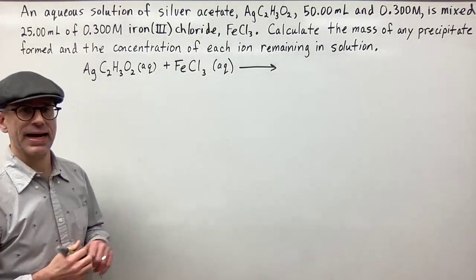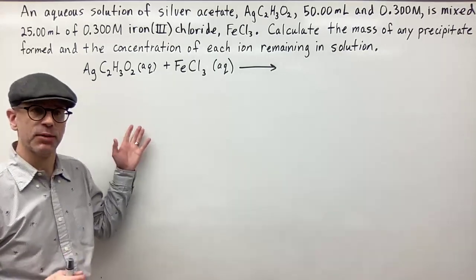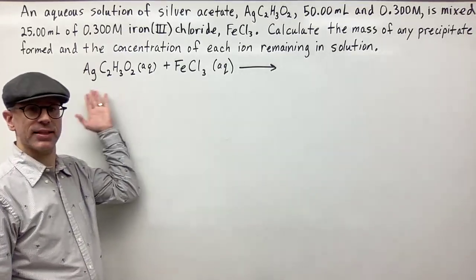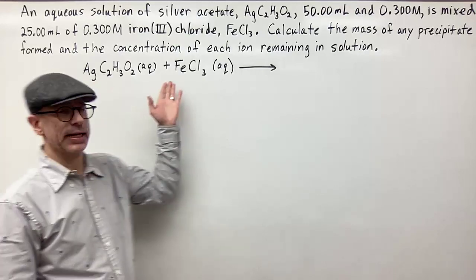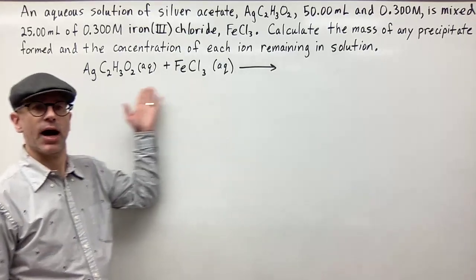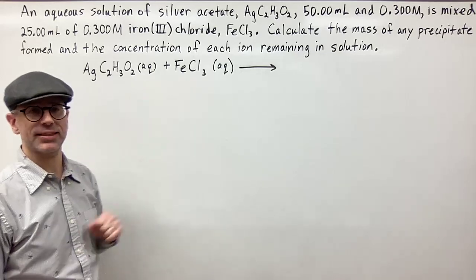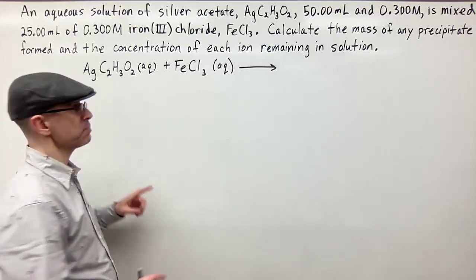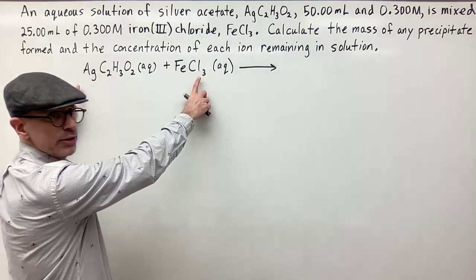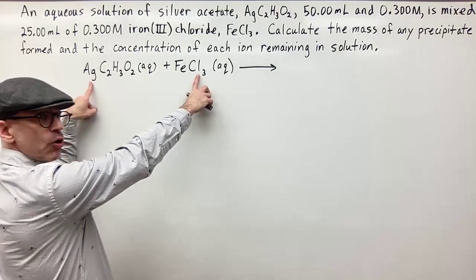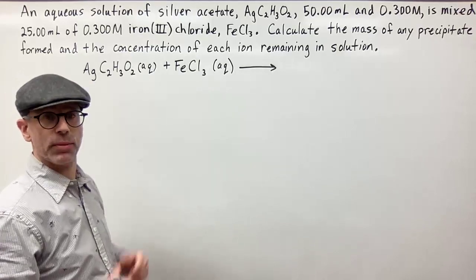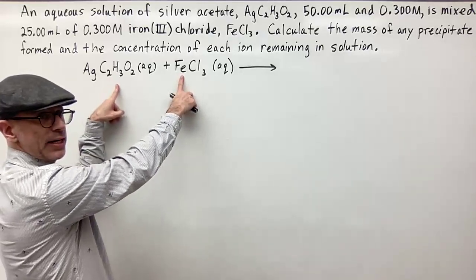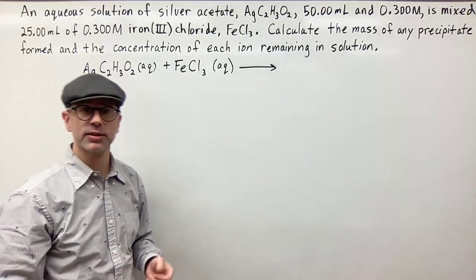The first thing you want to recognize is what kind of reaction this is. If you notice that one reactant is an ionic compound and the other reactant is also an ionic compound, anytime you have two ionic compounds, that's a dead giveaway that you've got a double displacement reaction. In double displacement reactions, you figure out the products by taking the outside ions together. So silver and chloride ions are going to come together to form a product, and the acetate and iron 3 ions are going to come together to form a possible product as well.